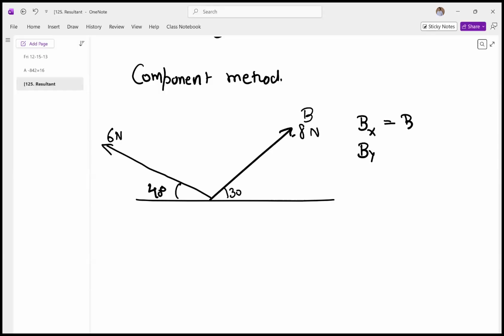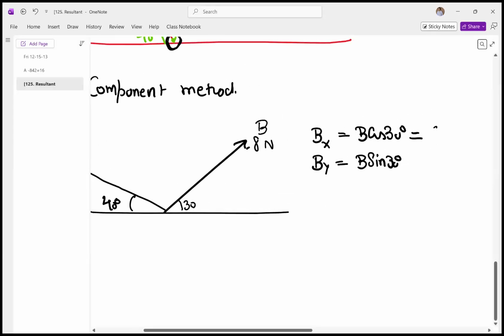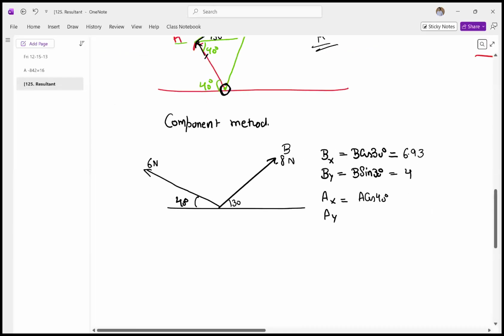Bx is B cos of 30 degrees. By is B sine of 30 degrees. These values will come across as 6.93 and B sine 30 is 4. Then I'll find Ax and Ay. Ax value will be A cos of 40 degrees. I can complete the triangle here, so I'll show you how I am doing.